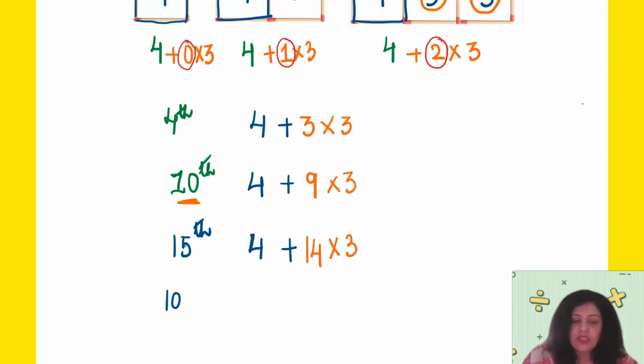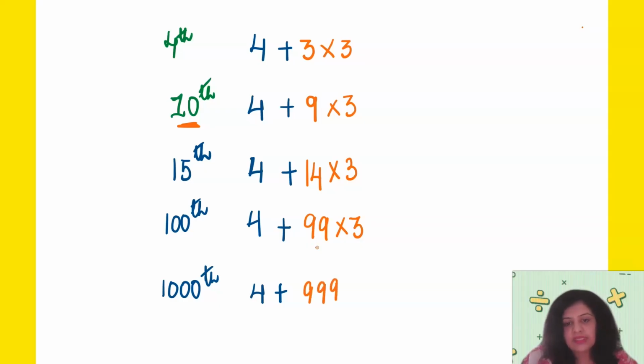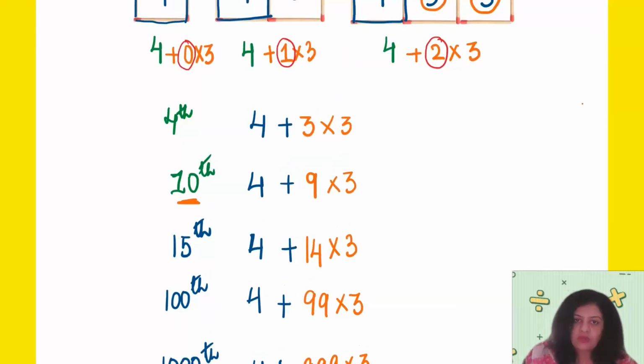Let's move on to the 100th figure. Again, the first shape is made up of 4 and then how many groups of 3? 99 groups of 3 matchsticks we will have to add. Then we have the 1000th figure. 4 is fixed. Then how many groups of 3? 999 groups of 3.